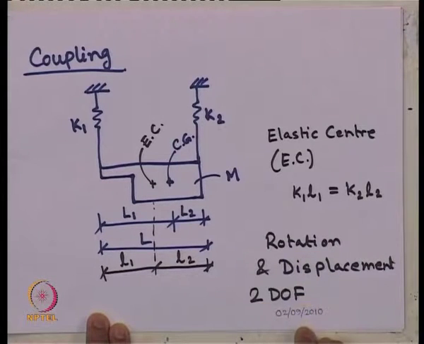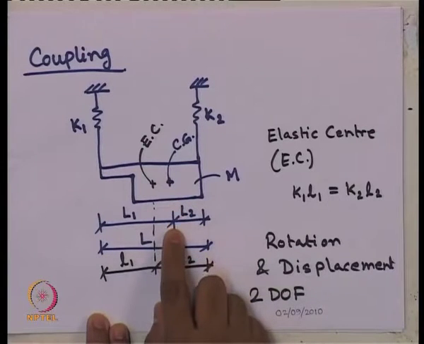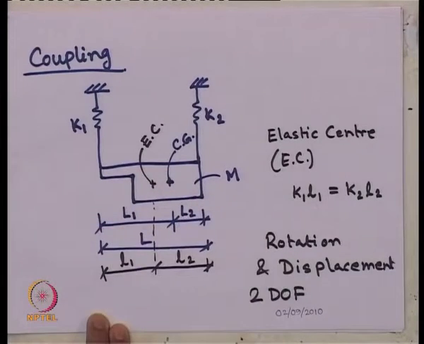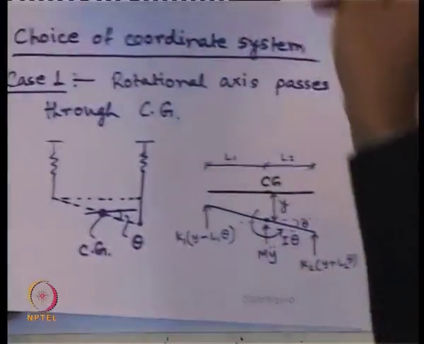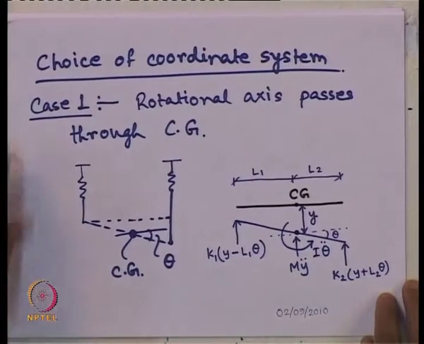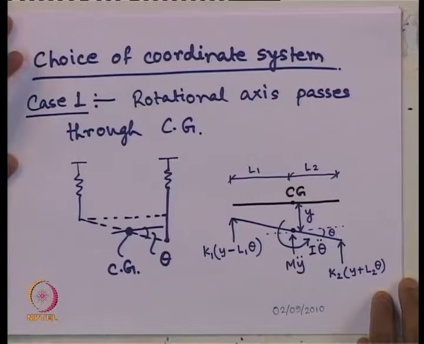And what are the degrees of freedom we had considered for this beam? Both vertical displacement and rotational displacement. And then we said that let us see what happens if we choose different coordinate system for the rotation.